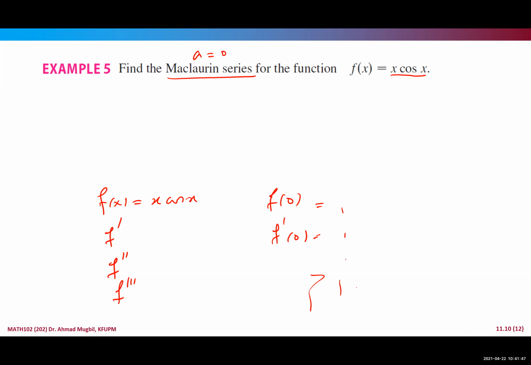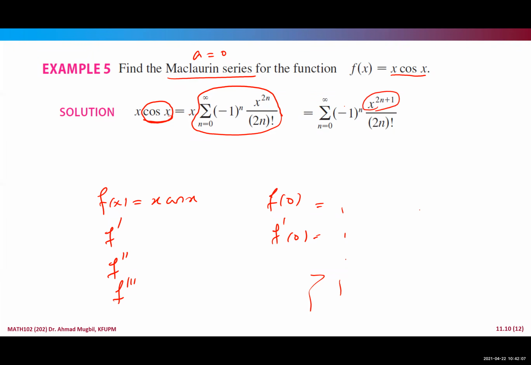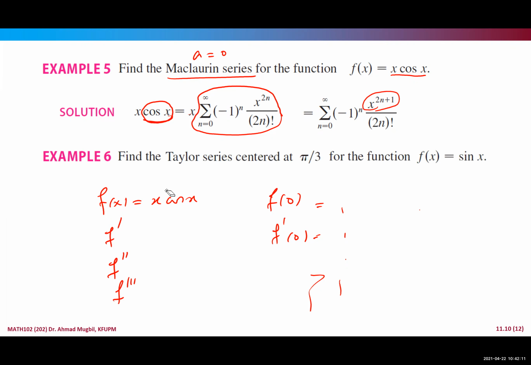What is it? Put the formula of cosine x. Use what we have done before. Cosine x is equal to this power series. We just multiply each term by x. It will be just x to the power 2n plus 1. It's done. So instead of doing this from the beginning, you can do it there. If you try to do this one, it will be very long.